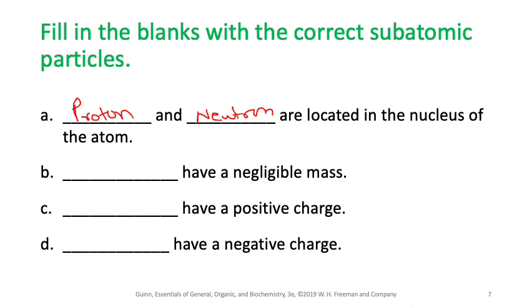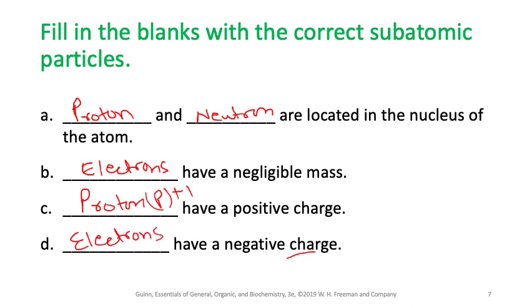Part B says dash has a negligible mass. So out of the 3 subatomic particles, if you remember, I told you that electrons have the negligible mass because they have very little mass compared to the proton and neutron. Option C says dash have positive charge. So out of the 3 subatomic particles, which one has a positive charge? Proton, right? Symbol is P, charge is +1. Option D says the subatomic particle that has a negative charge. So only electrons. Symbol is E, and charge is -1. So final answer is electron. So this is how you normally answer this kind of problem, right?